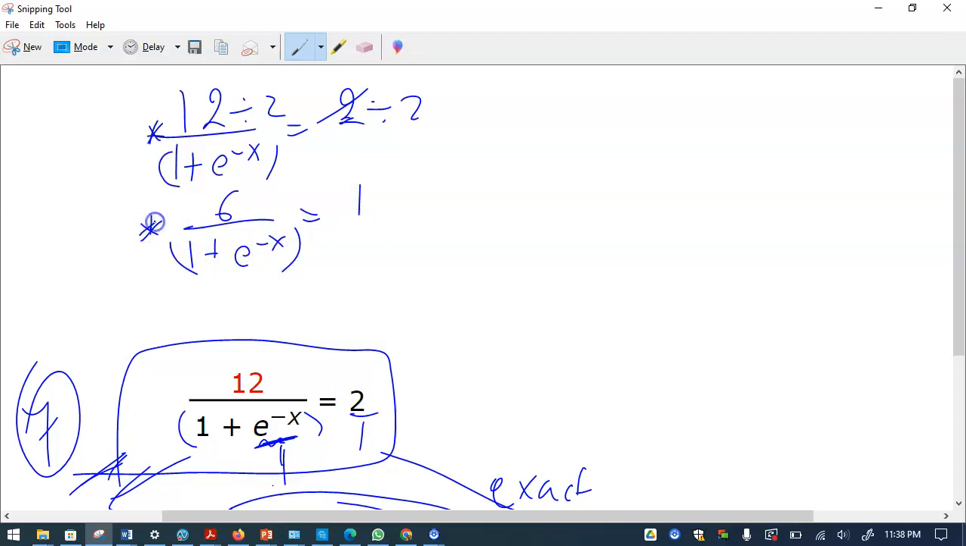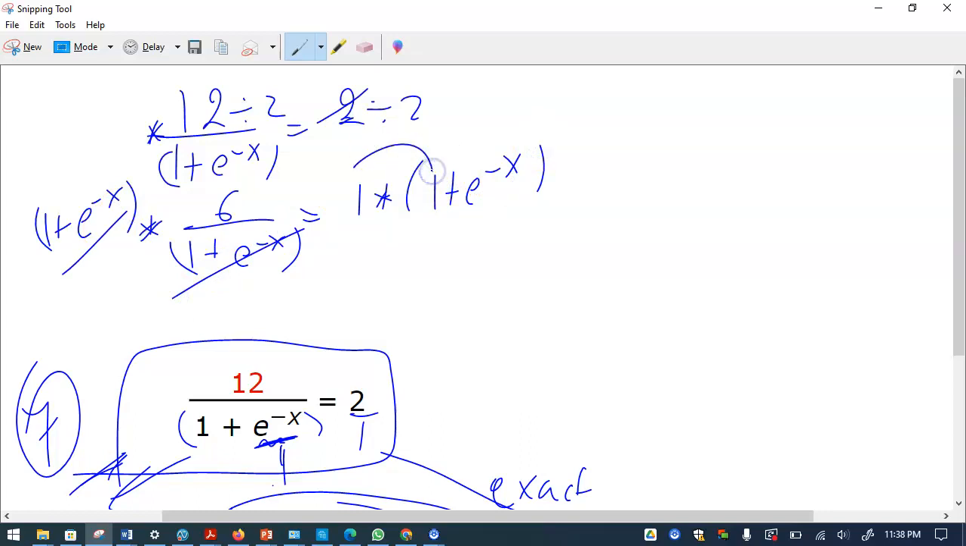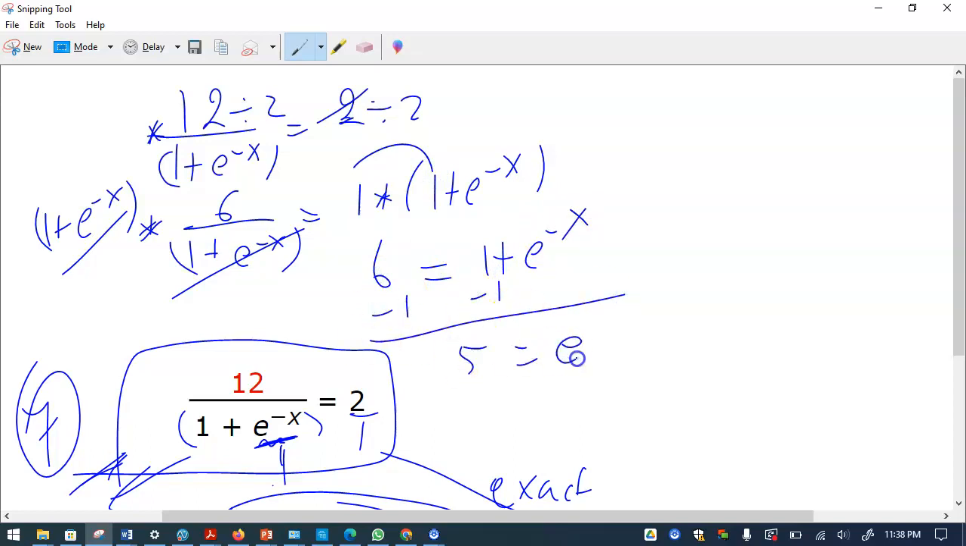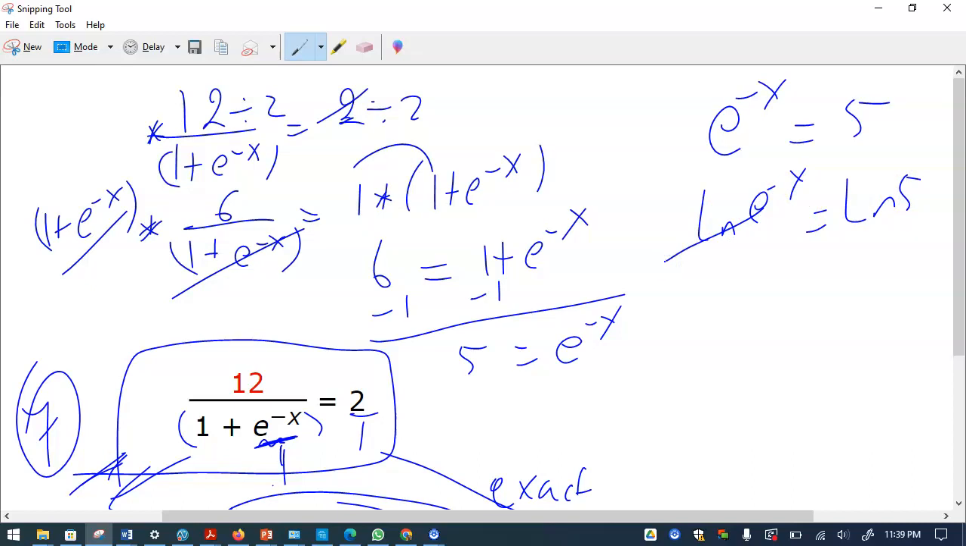And then you multiply 1 plus e raised to minus x on the left, and you also multiply 1 plus e raised to minus x on the right. Why do we do this? This goes away, so that now anything times 1 will be the same thing. Then you subtract 1 from both sides and you get 5 equals e raised to minus x. Let me write this e raised to minus x again here. Now some textbooks say, okay, apply ln of e raised to minus x, ln of 5. You don't have to do this, you just have to change from exponential to logarithmic form.